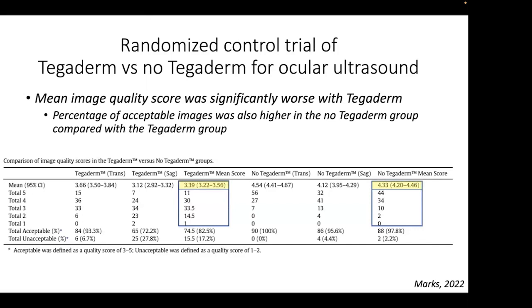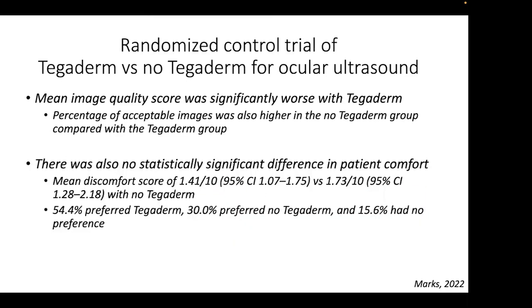And the percentage of acceptable images, which they defined as a quality score of between 3 and 5, was also higher in the group or the eyes with no Tegaderm. And so 82.5% or 83% of eyes examined with the Tegaderm were considered acceptable, a score of 3 to 5, compared with 98% of eyes without Tegaderm.